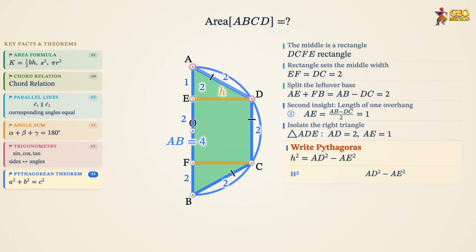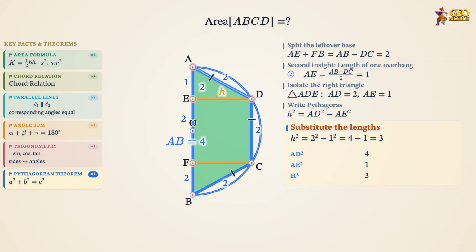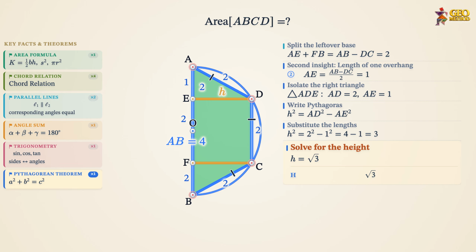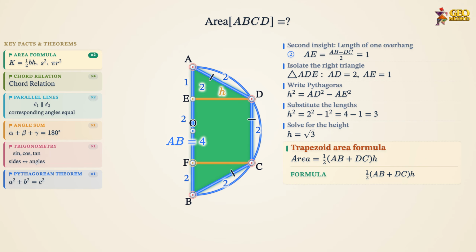Let us substitute the two known lengths. Segment AD squared is 4 and segment AE squared is 1. 4 minus 1 is 3, so h squared equals 3. Take the square root of both sides. The height h equals the square root of 3. That is the same height for the whole trapezoid, since segment DC runs parallel to segment AB, off to its right. Now assemble the whole trapezoid ABCD.